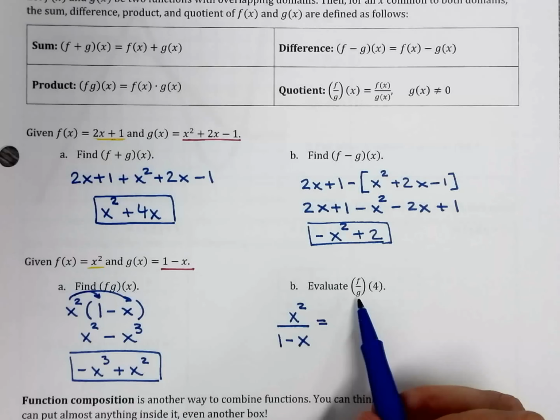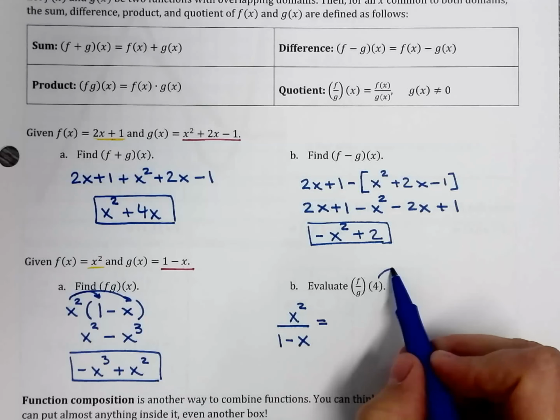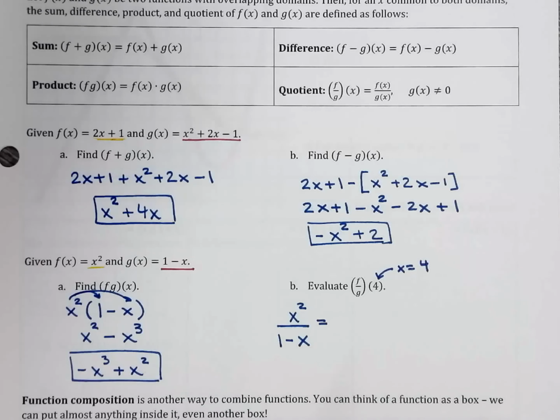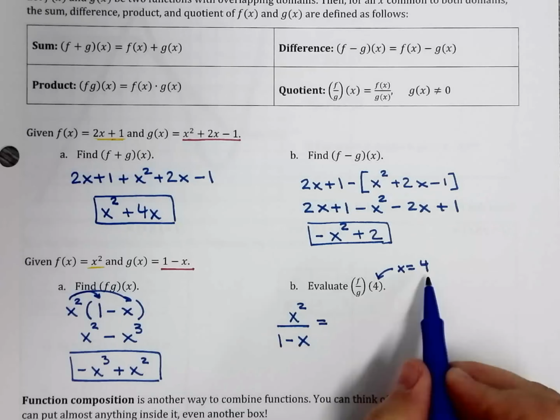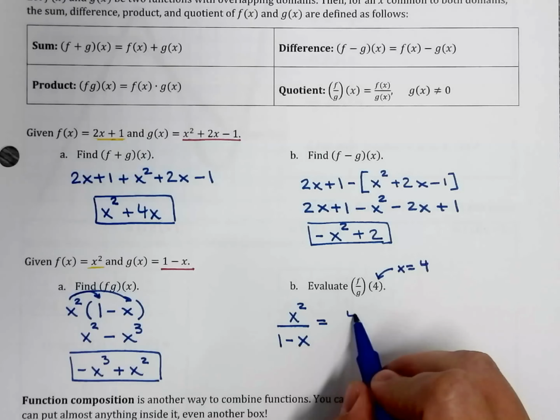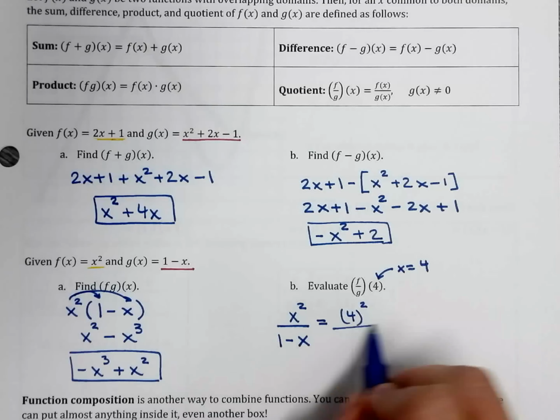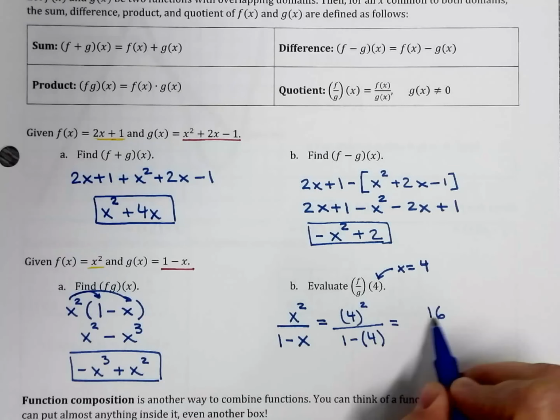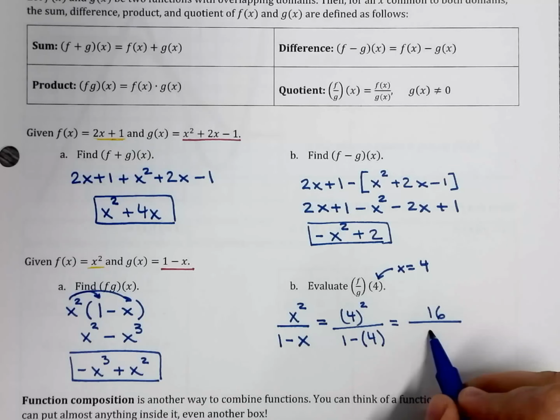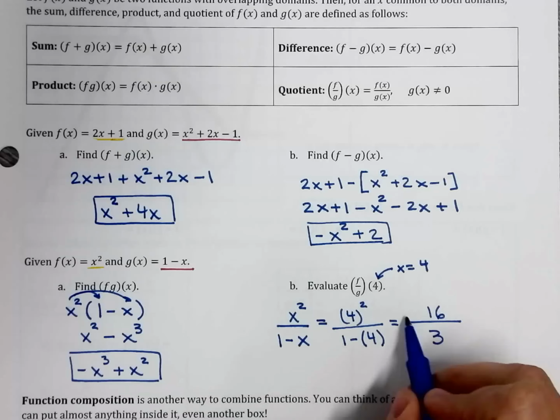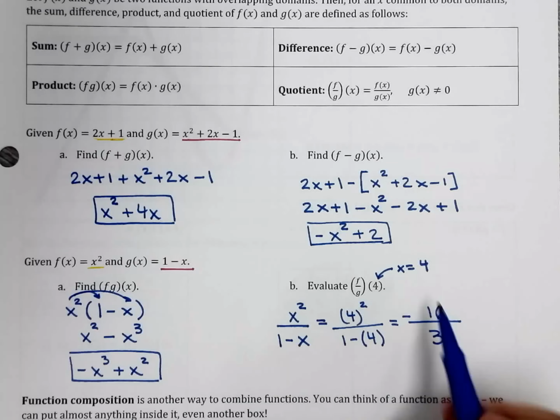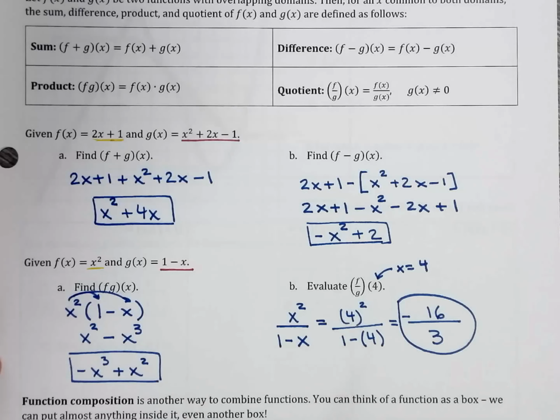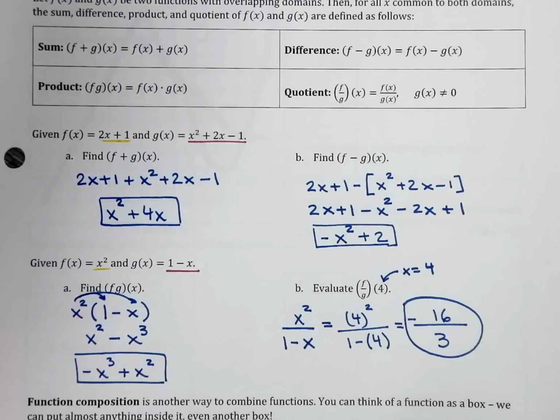Now I have to evaluate when x equals 4, and that's what this means. This is evaluate, or give me a number, when x equals 4. So go ahead and substitute that for x. So 4 squared over 1 minus 4. 4 squared is 16. 1 minus 4 is negative 3. Okay, and there's nothing I can do to this one. I cannot simplify that fraction. And if you could, you would have to.